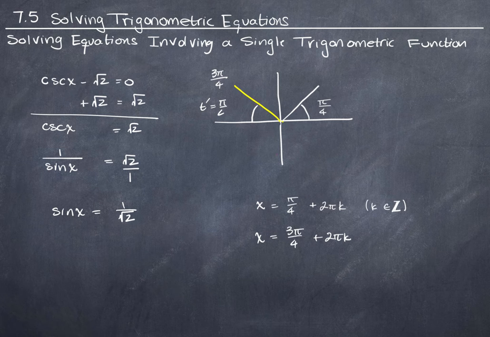Now, this time I can't combine my answers because if I go to my first solution and then I add pi to that, I end up in quadrant 3. So in this case, that's not going to work. There are cases where it will, and we'll talk about that in just a minute.